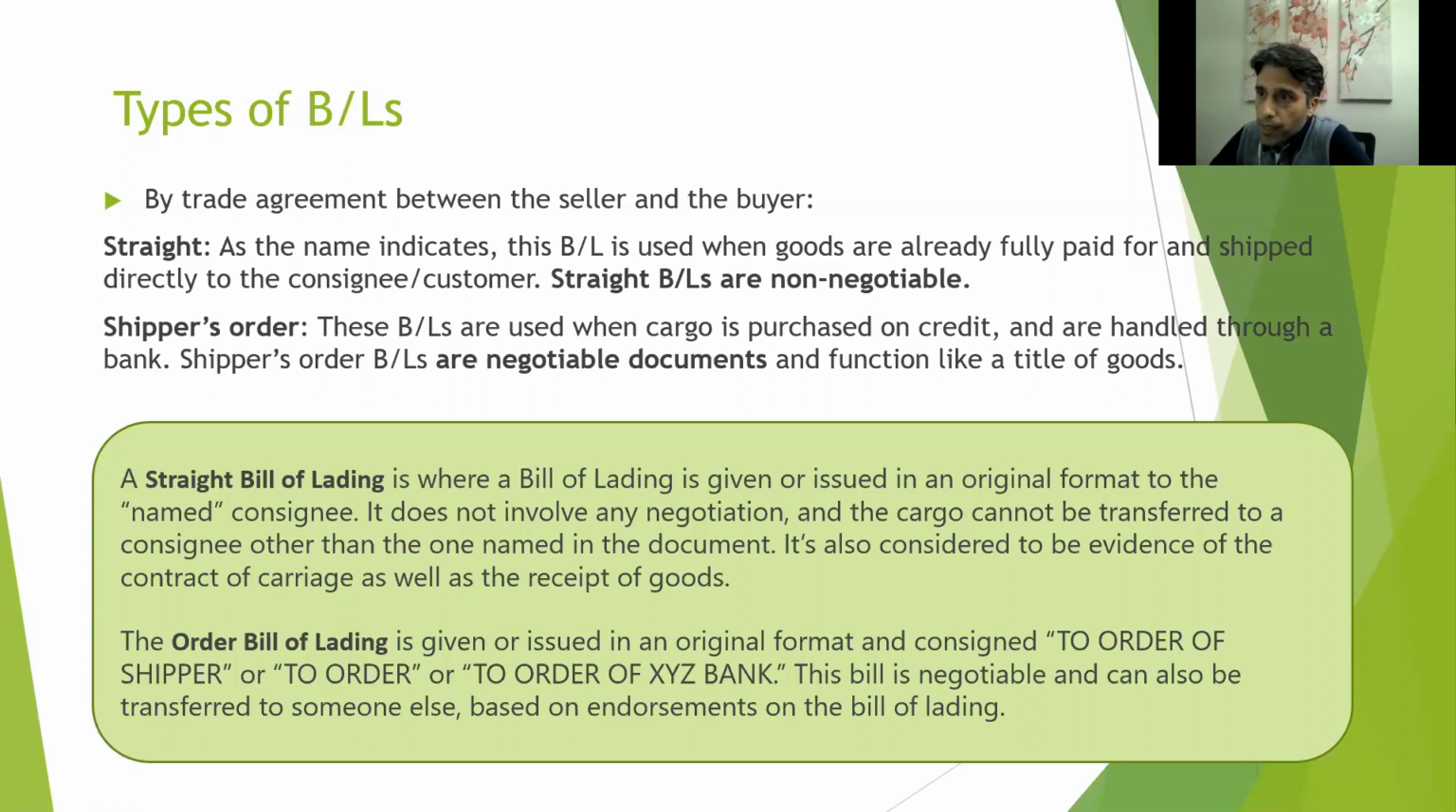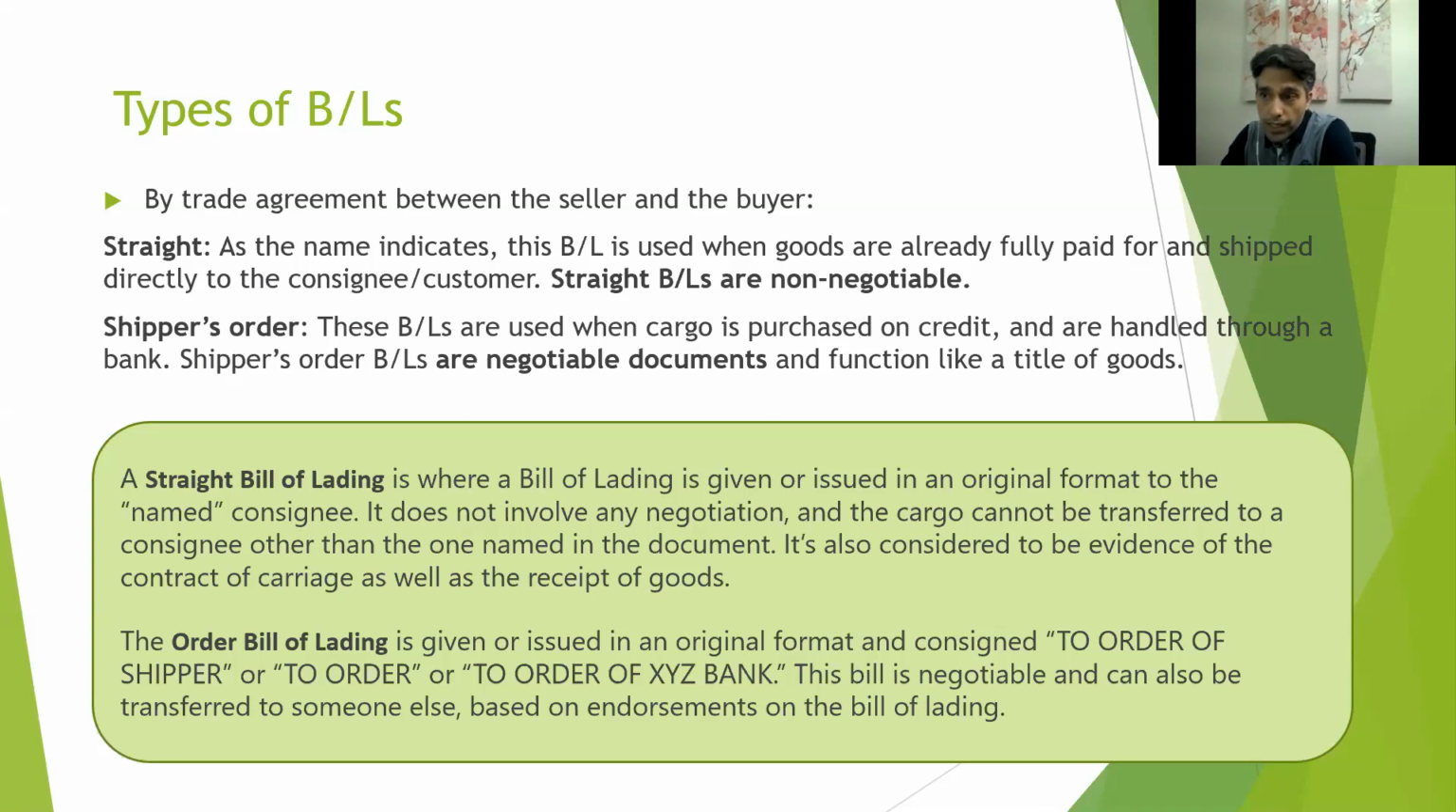So a straight bill of lading is where a bill of lading is given or issued in original format to the named consignee. It does not involve any negotiation. And the cargo cannot be transferred to a consignee other than the one named in the document. Pay attention, only to the specific person. It is also considered to be evidence of the contract of carriage as well as the receipt of goods.